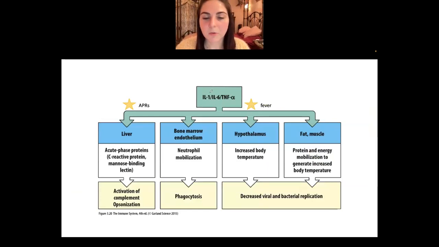So here's what we talked about: IL-1, IL-6, TNF-alpha. Remember, they're all involved in these things, but IL-6 primarily is for the acute phase reactants, and then eventually we'll get to complement and opsonization tomorrow. IL-1, TNF-alpha, and IL-6 all help with production of a fever. They're trying to make your body an inhospitable environment for the virus or the bacteria, so it leaves or doesn't function as well.